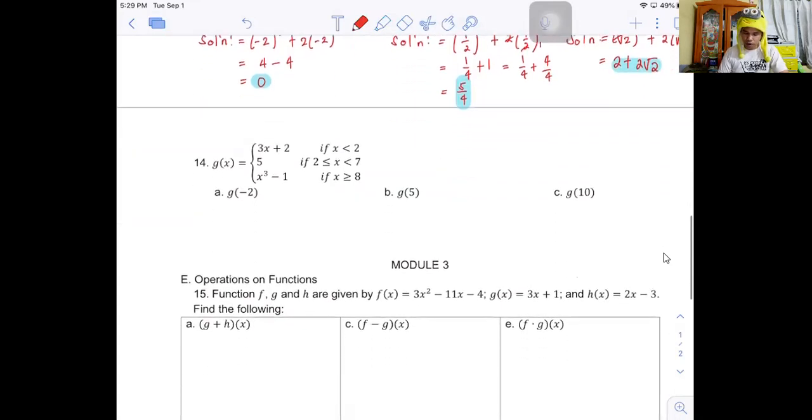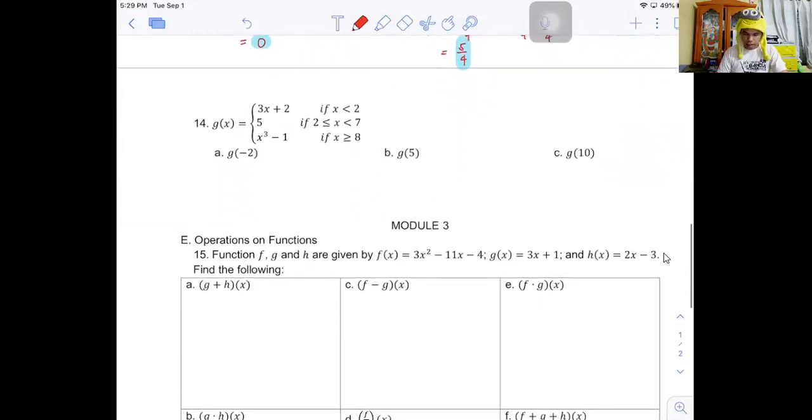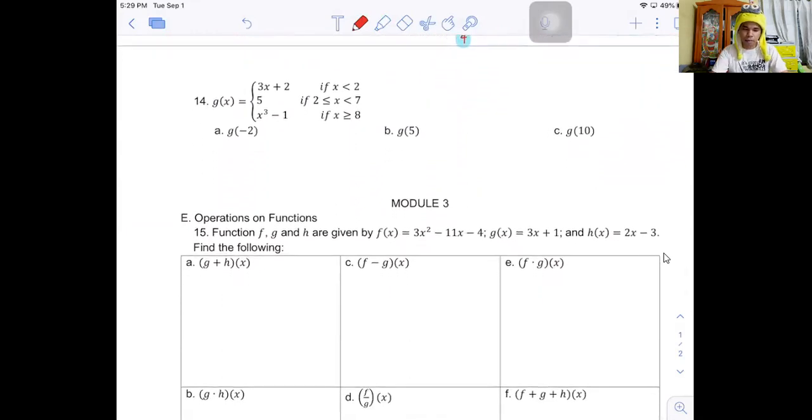Okay, so for number 14, let us solve. And then, by the way, what makes number 14 special? It's because piecewise siya nga function, so you cannot just directly substitute. Okay? Daghan pa kag tan-awon. Okay? Guys, sa ni saladaan kay aron hinay siya. Okay. So for number 14, this is the solution.